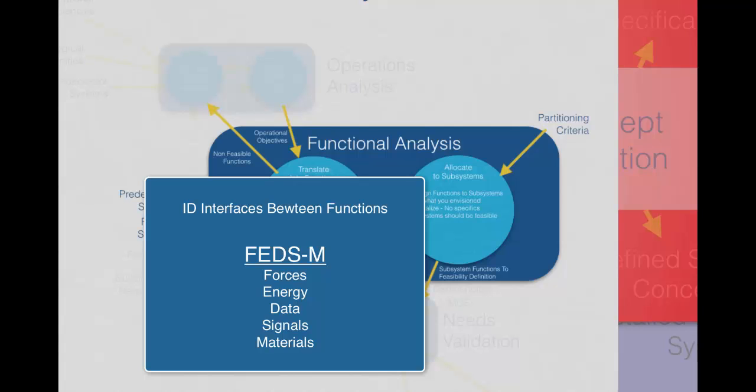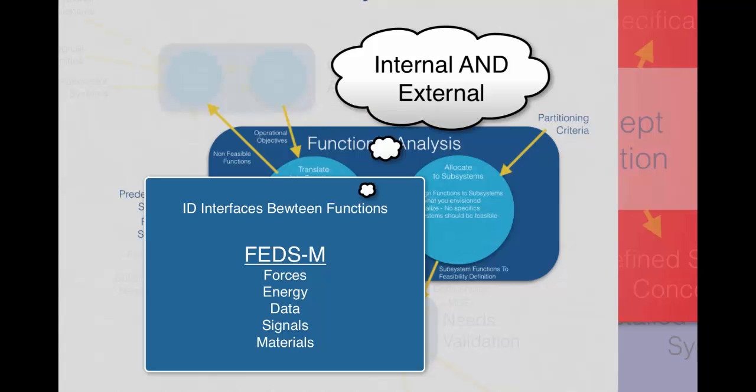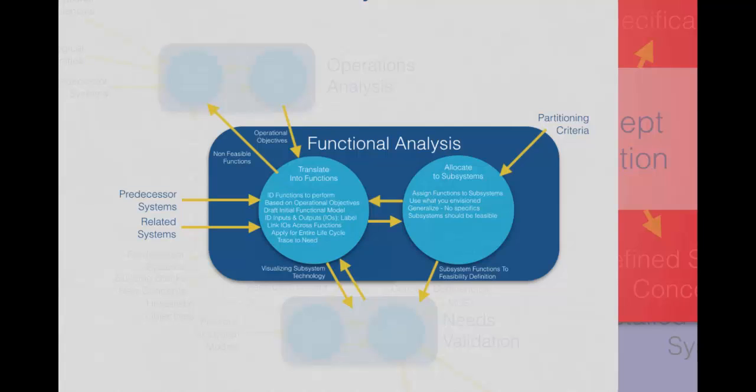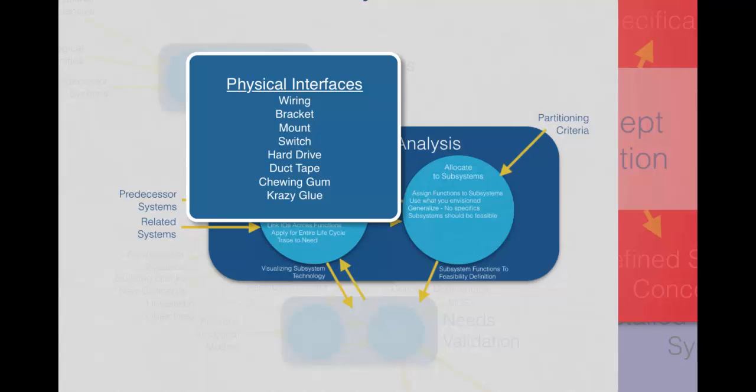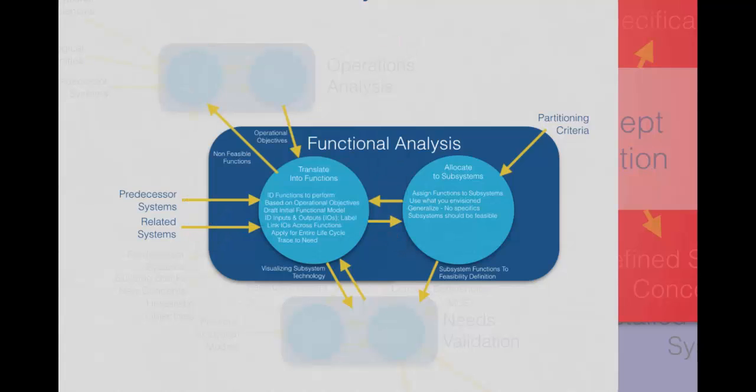Included in this list of interfaces are the interfaces with those external elements we identified in our context diagram. One rule of thumb I like to keep in mind for the functional interfaces is that they should be expressed in terms of the acronym FEDS-M: Forces, Energy, Data, Signals, and Materials. We saw this in the context diagram towards the beginning of this video. They should not be expressed in physical interface terms, such as wiring, hardware mounting provisions, or brackets. These are physical interfaces, and some might argue hardware configuration items in and of themselves, but we won't get into that discussion during needs analysis. Here's how to input the functions and the functional interfaces into Core.